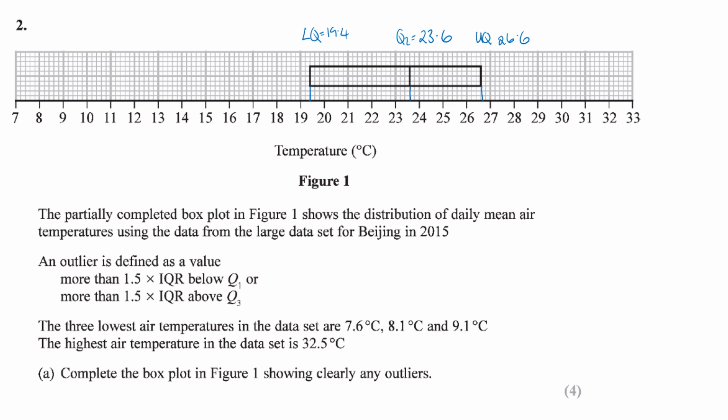26.6, which is telling me that the interquartile range is the upper quartile minus the lower quartile. So we do 26.6 take away 19.4, that's going to give us 7.2. Now any outliers are 1.5 below Q1, which is the lower quartile. So if we do 19.4 take away 1.5 times 7.2, that gives us that anything below 8.6 is going to be an outlier.